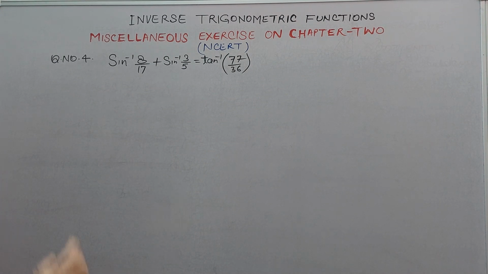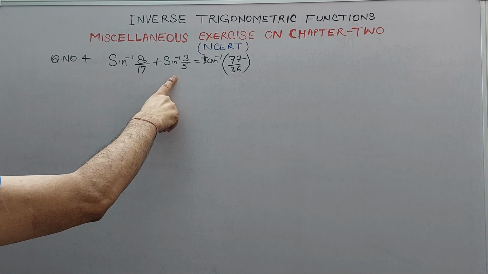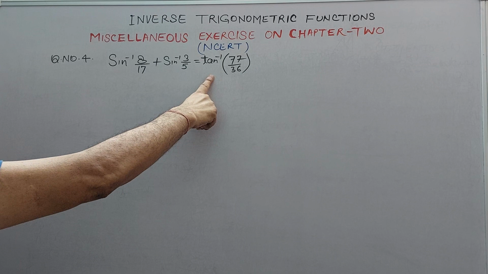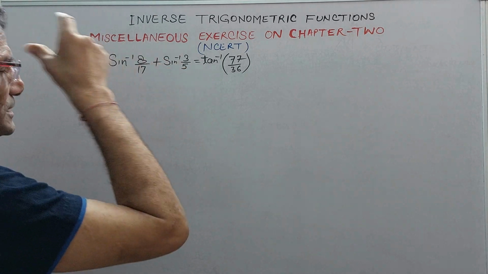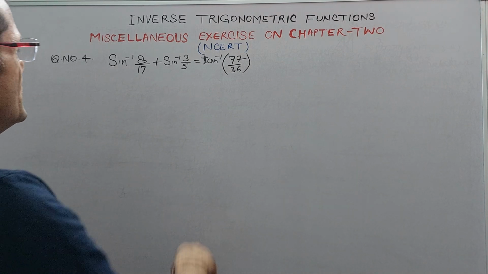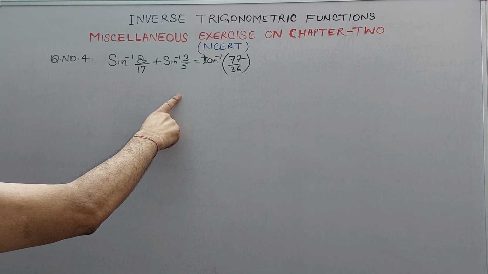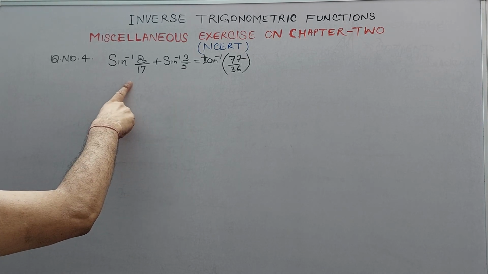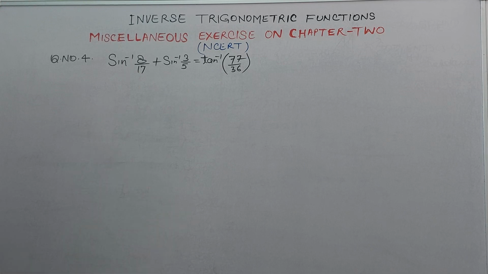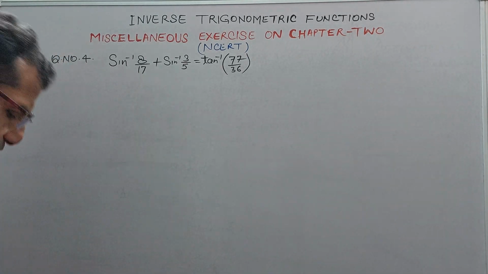So question number 4: in the left hand side we have sin inverse 8 upon 17 plus sin inverse 3 upon 5, and the right hand side is tan inverse 77 upon 36. So it is easier. There are two ways to solve these questions. First, using the formula for sin inverse x plus sin inverse y. Another way is to convert these two sin inverse into tan inverse, then use the formula for tan inverse x plus tan inverse y.